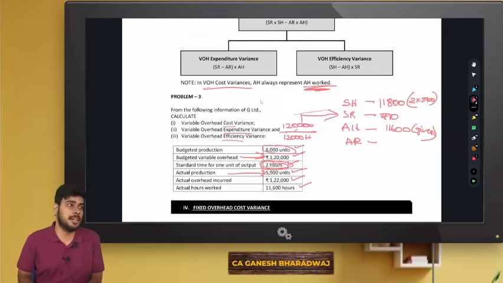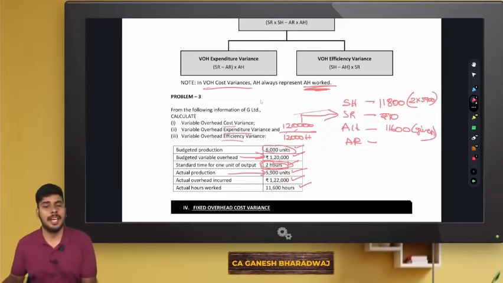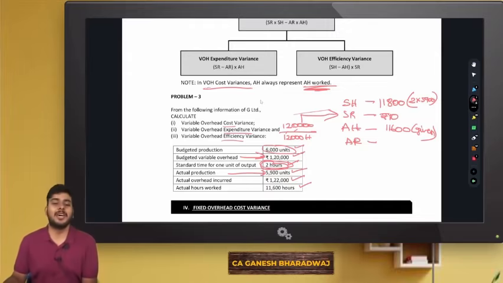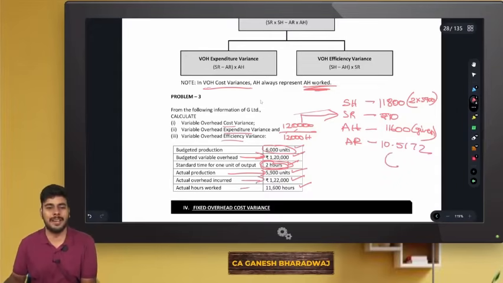Now you're understanding. Very good. Most of the students got it right. I already told you out of generosity. So gentlemen, actual rate. What's your actual rate? 10.5172, whatever that is. How did you get it? Very simple. Actual overheads divided by actual hours. That is 1,22,000 divided by 11,600, and you get this.